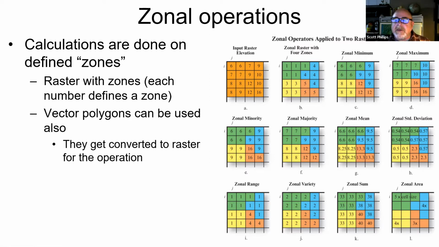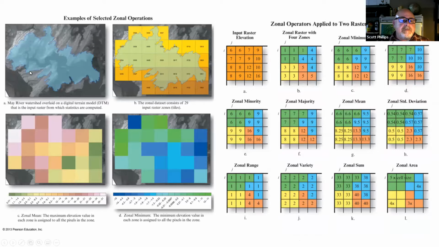So this is like doing a summary by certain geography or certain areas. You're tabulating the average by zone. Here's an example. Let's say we had a terrain model, elevation, and then we have these different zones that are here. For each of these big squares, we can compute the average, or the minimum, or the maximum, and so on.